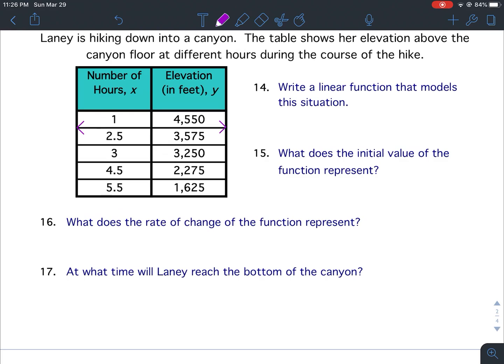So Lainey is starting at the top of the canyon. She starts at the top of the canyon and she's hiking down, so she's descending. Remember that word descending means her slope is going to be negative. So she's descending a certain amount of feet per hour. And then eventually she's going to reach the bottom of the canyon. When she reaches the bottom of the canyon, her elevation will be 0. She'll be on the canyon floor. So for number 14, it's going to ask us to write a linear function that models the situation.